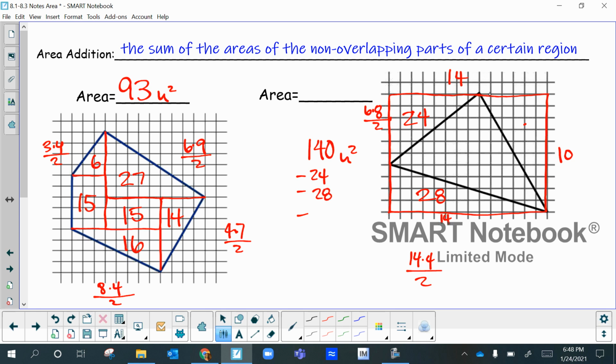So I know this side's 10. 3, 4, 5, 6. So this is 6 right here. So I'm going to do 6 times 10 divided by 2. That's a pretty easy number. 30. So I'm going to subtract 30. And there we go. It's a nice, perfect whole number because these all came out nice and whole. So 140 minus 24 minus 28 minus 30 leaves me with 58 square units. Okay, so sometimes you need to think outside that box.